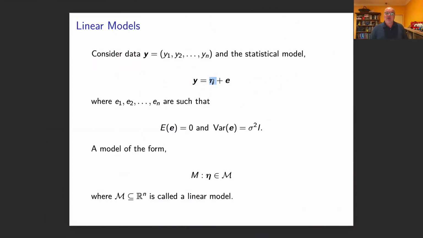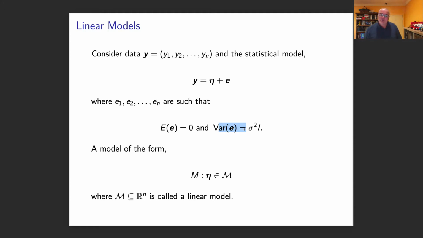So let's start with the most abstract form of the linear model. It says our n-dimensional vector, which is our observations, can be written as some vector of expected values, we'll just call it eta, plus some noise. The only thing we're going to assume about the noise is that the expected value is 0 and the variance is sigma squared I, so they're independent, etc. At this point, we're not doing anything more than that.